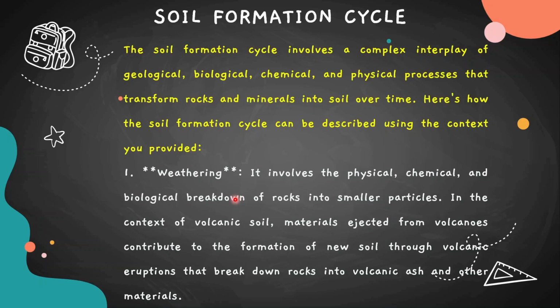Initially, what happens? These huge particles get converted either through physical or chemical or biological processes. In physical, either due to gravity, they may fall down, or due to impact or abrasion, or due to the effect of rainfall, or the effect of plants and animals. Okay, so this happens in weathering. In the context of volcanic soil, the materials ejected from volcanoes contribute to the formation of new soil through volcanic eruptions that break down rocks into volcanic arcs and other materials.